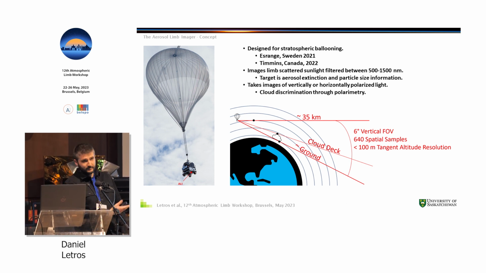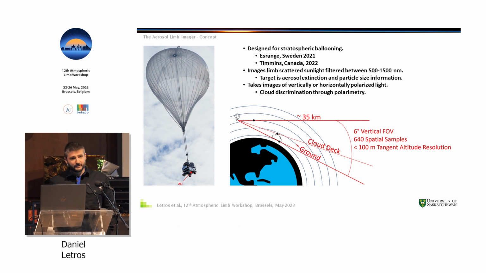Now ALI is a limb imager, as the name suggests. So we actually take a picture of the limb, and we take this picture at anywhere between 500 and 1500 nanometers, so it's actually a filtered image. We use this information to retrieve aerosol extinction, as well as to try to get some particle size information. Additionally, each of these images is polarimetrically filtered as well, so they're made of only either horizontally or vertically polarized light of the atmosphere.